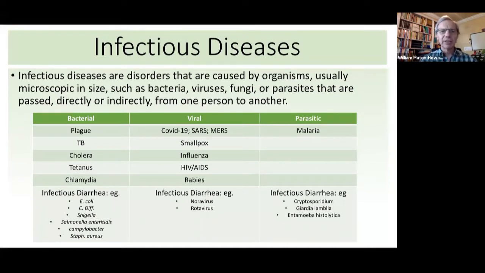Infectious diseases are disorders that are caused by organisms, usually microscopic in size, such as bacteria, viruses, fungi, or parasites that are passed directly or indirectly from one person to another. In this table, I've included some of the important bacterial, viral, and parasitic infectious diseases. But there are many more, including pertussis, Ebola, Zika, dengue, yellow fever, pneumonia, meningitis, and even some that don't fit within those three categories, such as variant CJD.